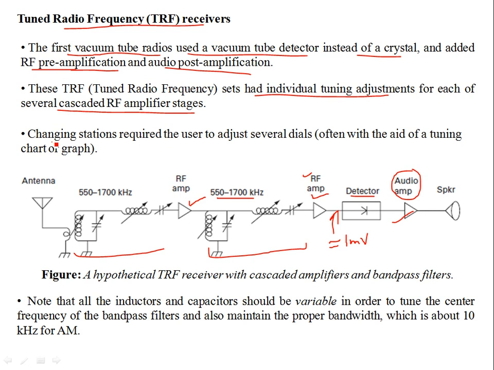So for example, changing stations requires the user to adjust several dials, often with the aid of a tuning chart or a graph, before they key in or select the appropriate station. So this is a hypothetical TRF receiver with cascaded amplifiers and bandpass filters. Note that all the inductors and capacitors should be variable in order to tune to the center frequency.